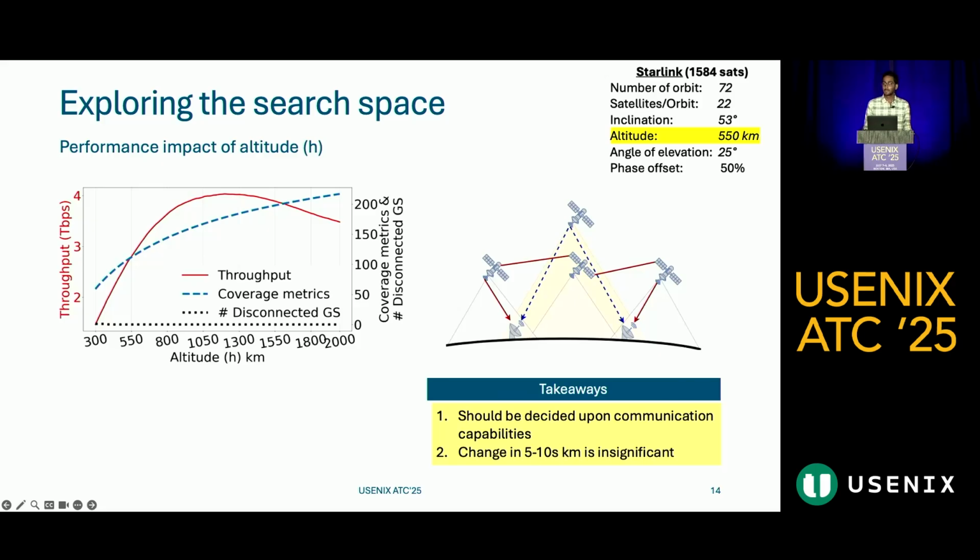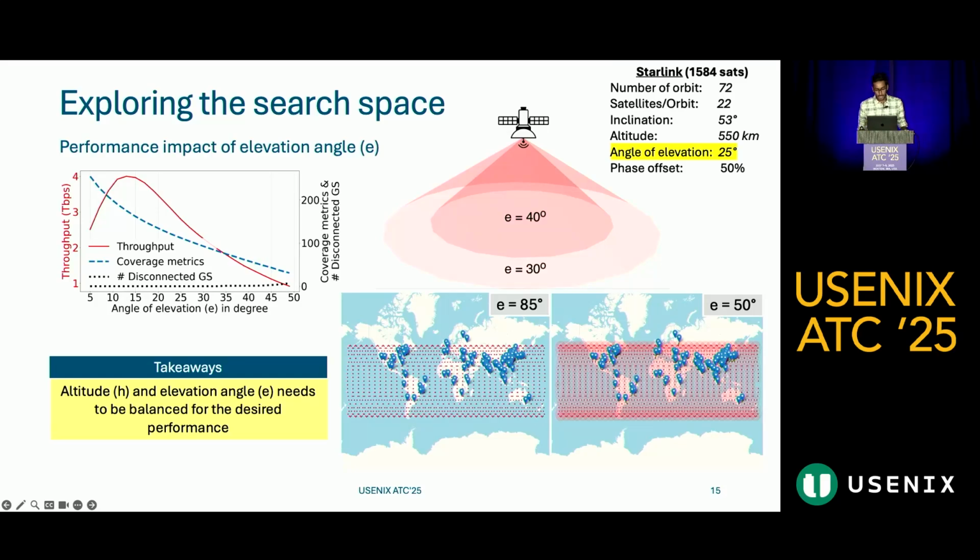This higher coverage gives better path diversity to the ground station. Due to this path diversity, throughput increases up to a certain point. Because if we keep increasing the altitude with the same exact transmission power and same transmission hardware, atmospheric loss starts dominating and the throughput drops. So in summary, a 5 to 10 kilometer change in altitude doesn't make much difference, but we should be mindful about our communication hardware's capability.